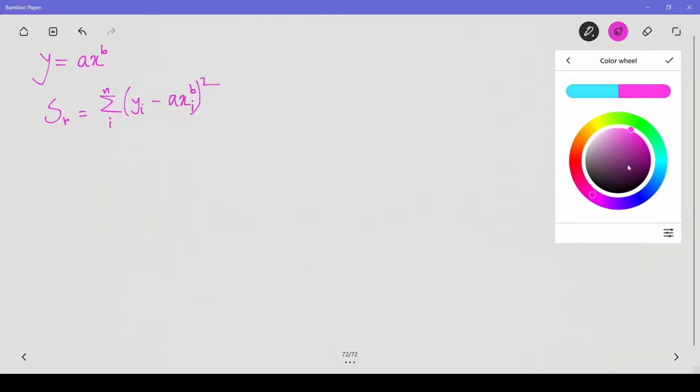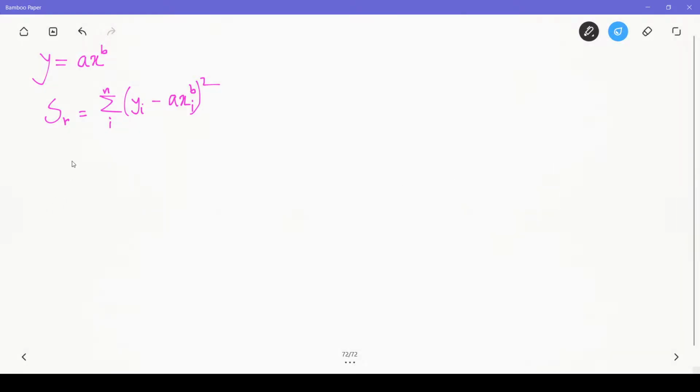So let's try to derive the optimal values of the parameters a and b. For that, we need to partially differentiate SR with respect to, let's say, the first parameter a, okay? We set this to 0, so del SR by del a equals 0. If we differentiate it, it looks something like this, right? The 2 will come to the front.